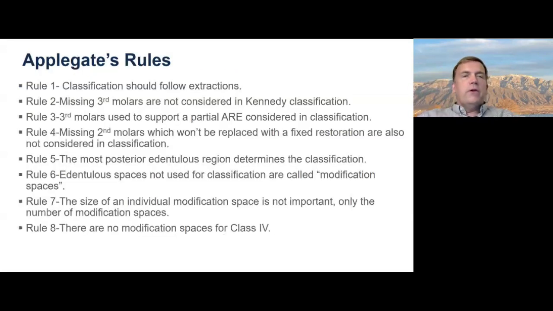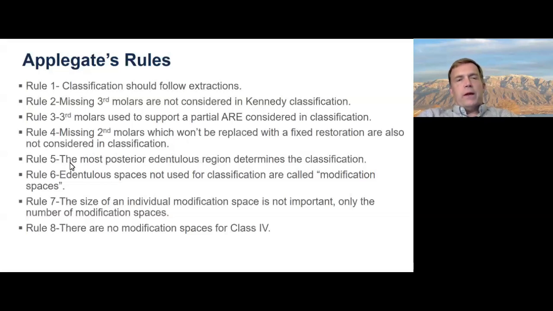So there are a few different Applegate rules on how you apply the Kennedy classes. The first one, obviously, is that we want the mouth to be stable before we decide what classification it is. So if we're going to extract some teeth, we need to get that done before we classify it. Then we need to look at the molars and decide, are we going to replace them or not? If we're not going to replace them, then they don't come into our classification. If we are, then we need to deal with that saddle.